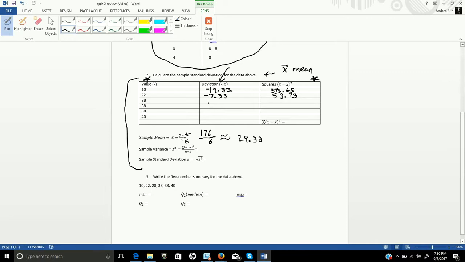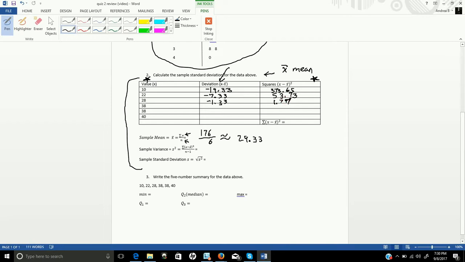There we go. Make that a little bit better. And then for the 38s, if you subtract 38 and the 29.33, we get 8.67, then for these next two, because both of those had the same value, we want to square those once again.